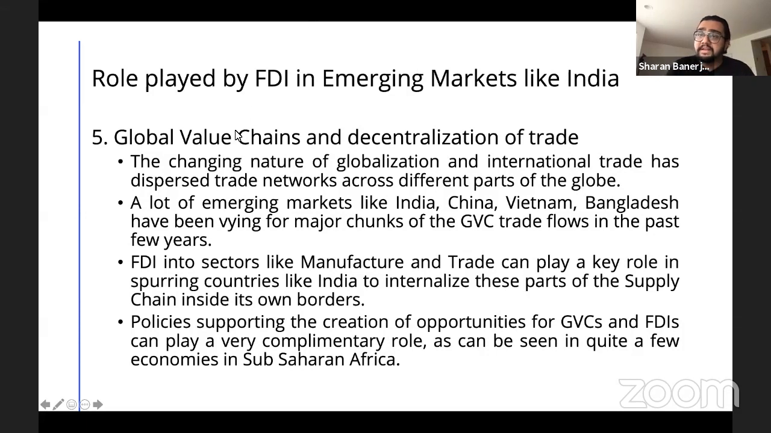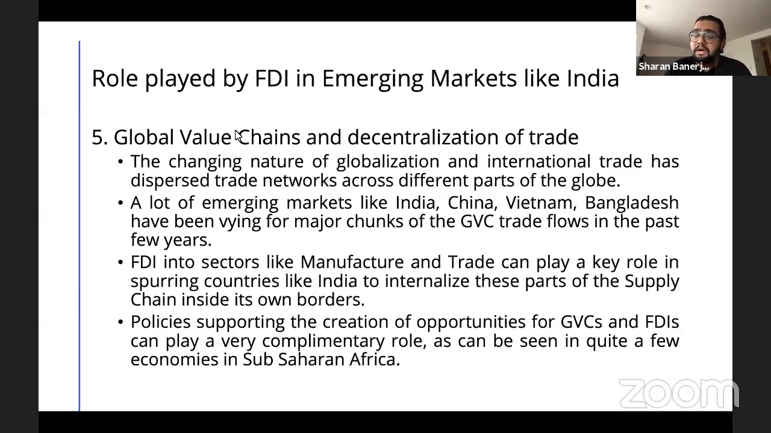And what is important is that we have seen this work. We have seen this work in countries in sub-Saharan Africa, where policies to create opportunities to attract GVC investments, where policies to attract FDI have played a very, very big role in promoting a lot of their growth in emerging markets in sub-Saharan Africa.